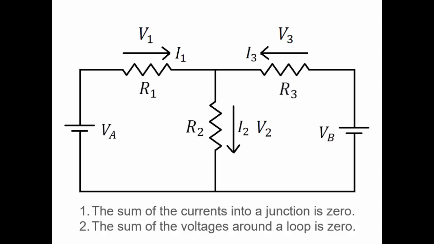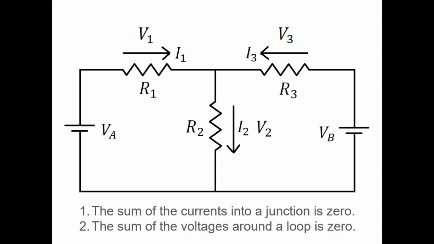What does that mean? Basically, the first one means any current that goes into a junction like this one here, the same amount of current has to go out, because charge cannot build up at a point. The electrons can't build up any place. Any electrons coming into a junction have to also leave it. So that's the current law.